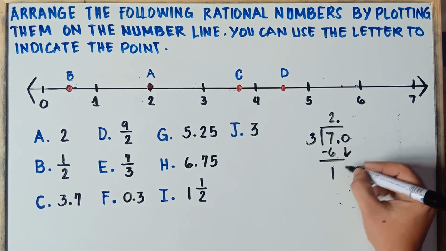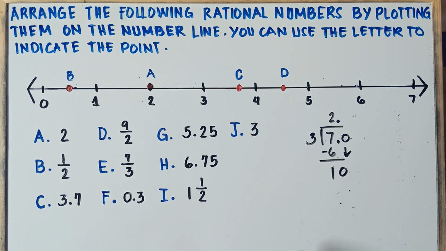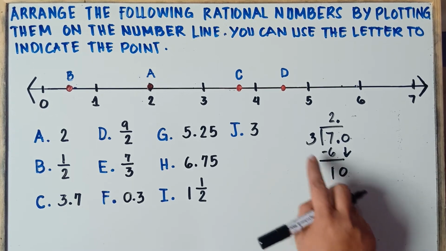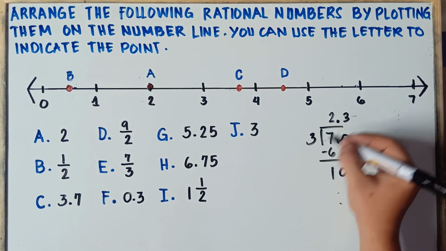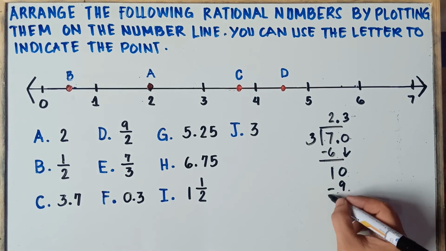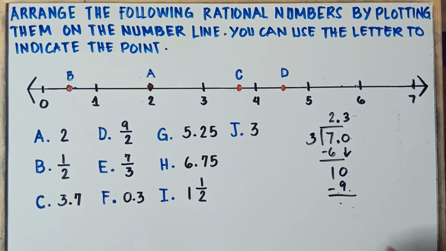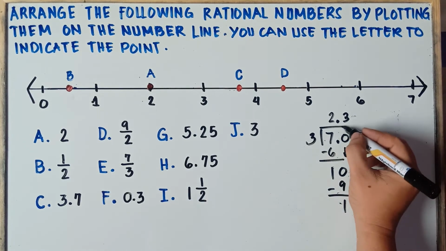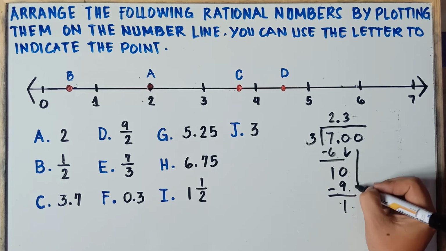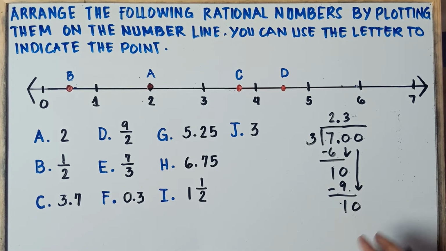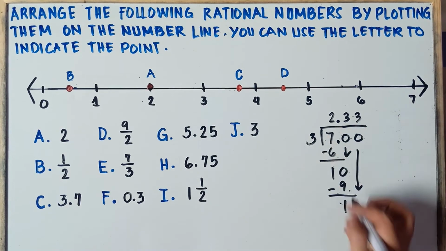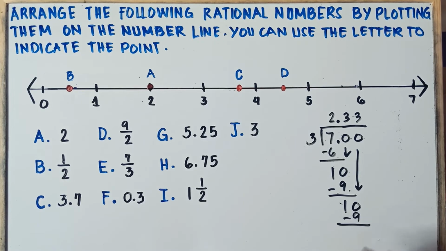So bring down 0. We borrow 0, 1 0. And you divide 10 divided by 3. That's 3. 3 times 3 is 9. Subtract, 10 minus 9. That is 1. You borrow again 1 0. Bring down 0. So this is 10. 10 divided by 3 is 3. 3 times 3 is 9. Subtract. This is 1. So 10 minus 9 is 1.